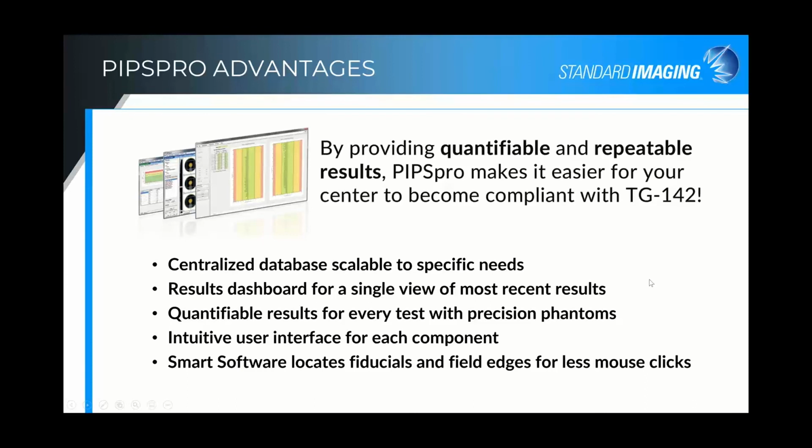It's a smart software that locates automatically all the fiducials and the field edges, so there are fewer mouse clicks across the board. And as I mentioned, it's over 30 TG-142 tests in one package. So a lot of your machine QA, a lot of your imaging QA are completed by the PIPS Pro software. It's a very comprehensive software, covers a lot of ground as far as your tests go.